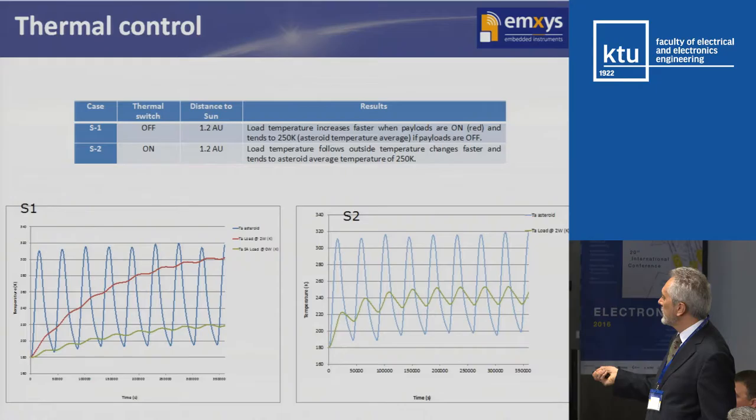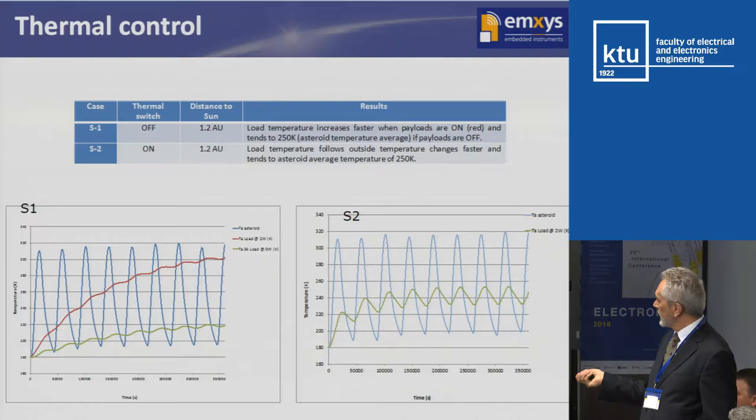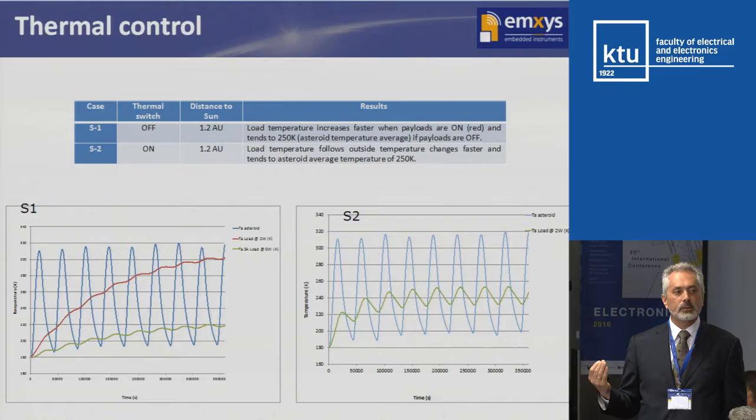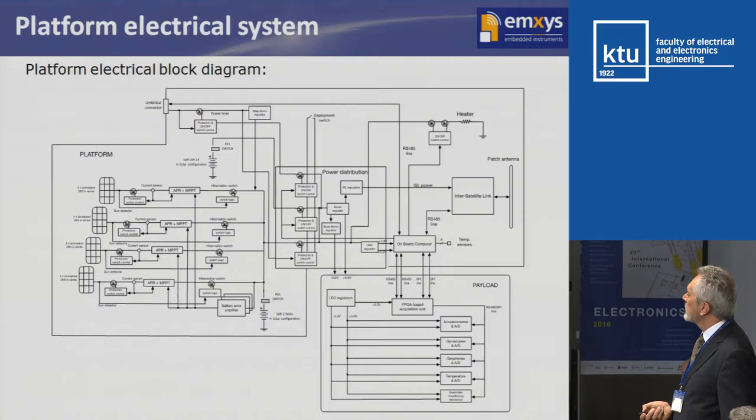If we play with the thermal switch, when the exterior is warm, we switch on the thermal switch and heat up the interior of the satellite, and when the exterior is at low temperature, we switch off the thermal switch and the internal temperature does not go down. We may regulate the temperature inside the satellite to be kept above minus 40 degrees and below plus 85. This is the electrical block diagram of the platform as well.